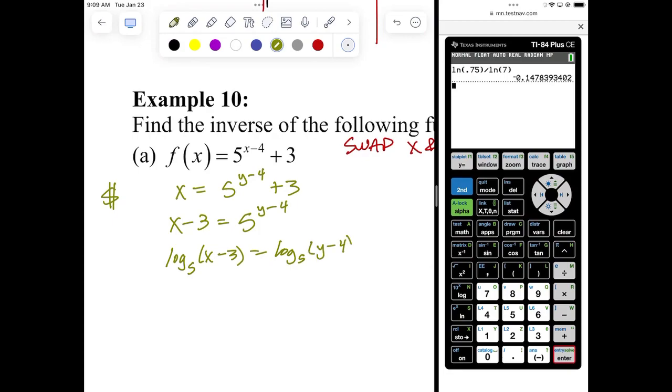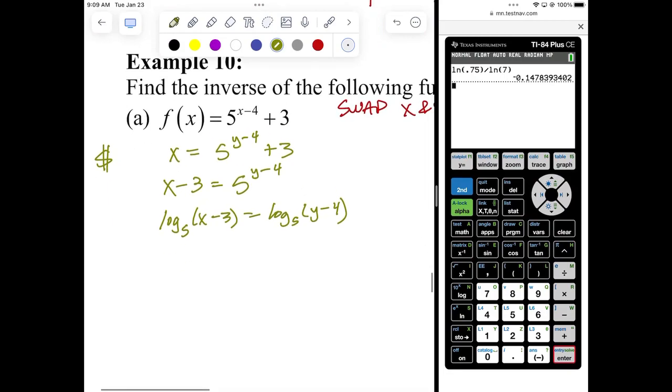Now you could also take the natural log of it if you want, like we did in the previous problem. Oops, I didn't do my right side correctly. I was thinking about what I was going to say instead. Okay, so there we go. Now we get log base 5 of x minus 3 on the left. And what happens on the right-hand side? What is log base 5 of 5 to the blob? We get the blob, y minus 4.